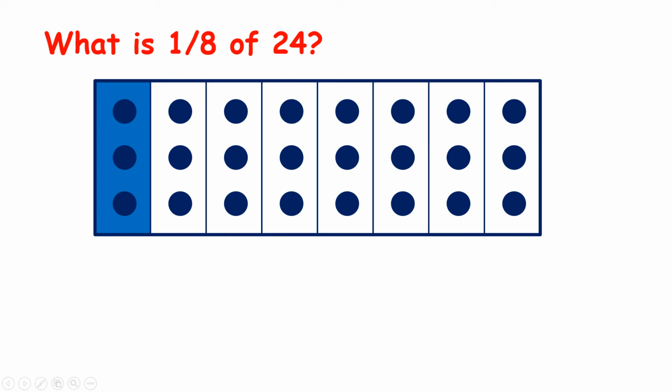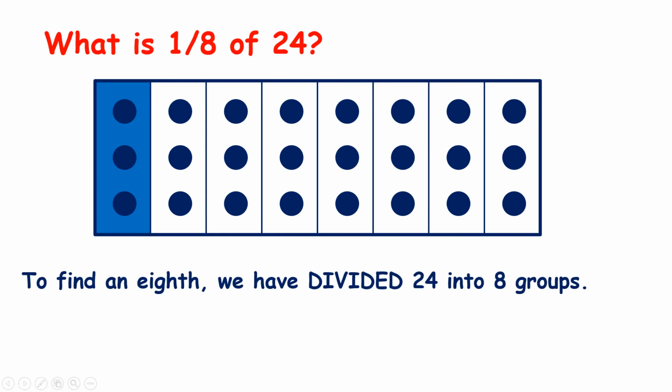Now 1/8 of 24, if we divide 24 into 8 groups, and we're looking at one of those 8 groups, we can see we have 3, because 24 divided by 8 is 3. Now it gets more difficult when the numerator isn't a 1.